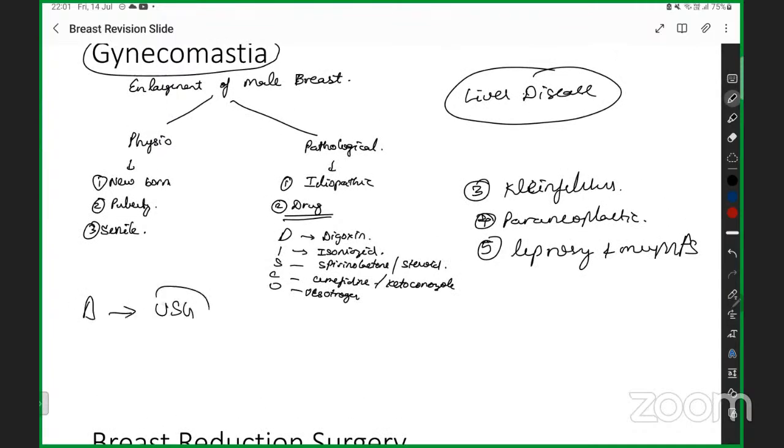And how do you treat it? We do liposuction and gland excision.